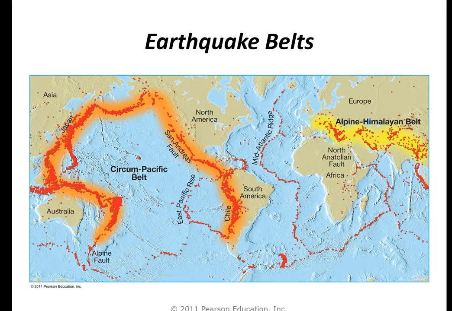So here we see what we know as the Ring of Fire around the Pacific. We've seen this before a couple weeks ago. And we see in the Alpine Himalayan Belt a number of other ones. And then you see another one along the Mid-Atlantic Ridge that we've talked about before.